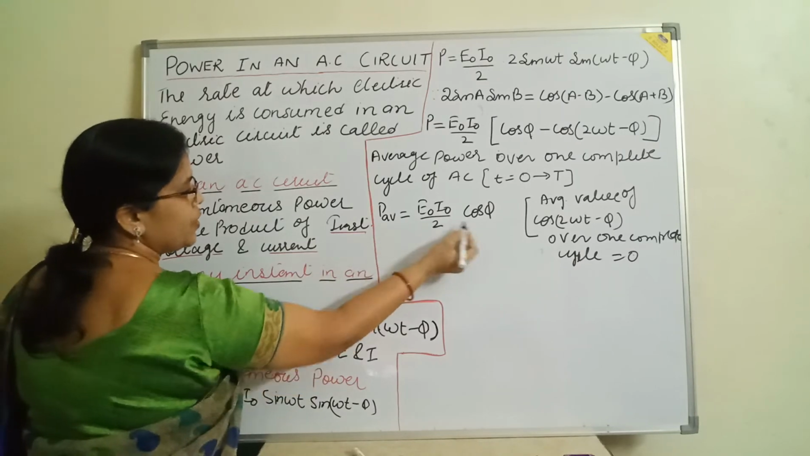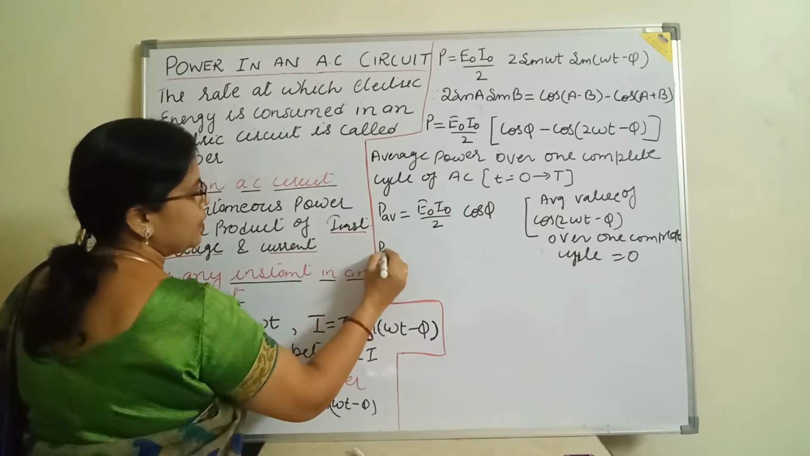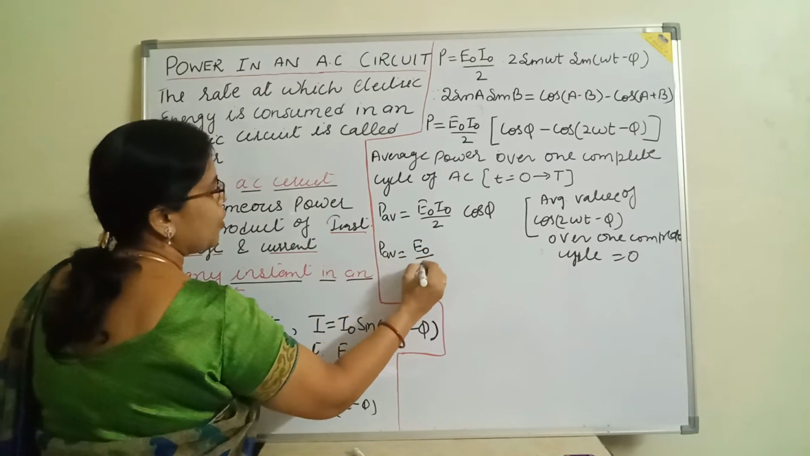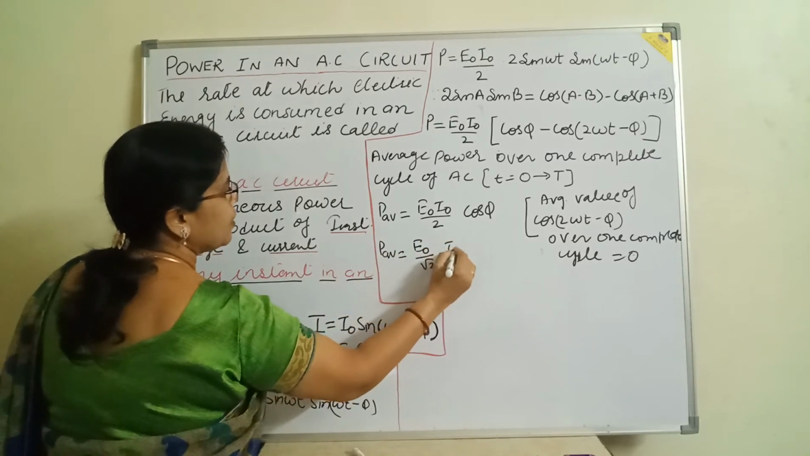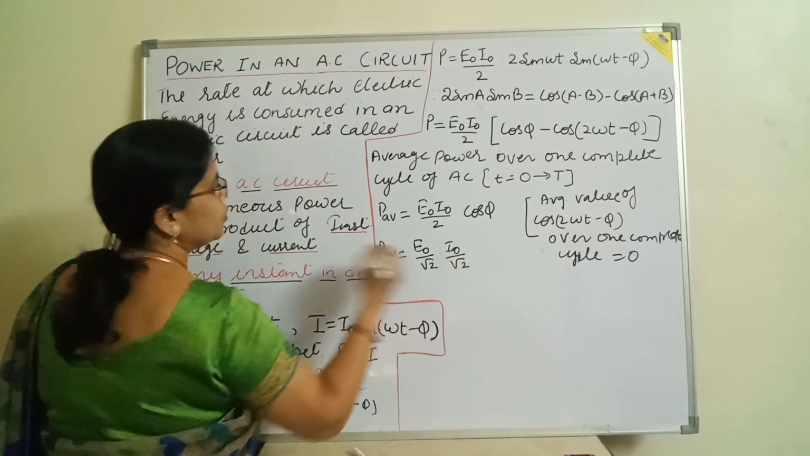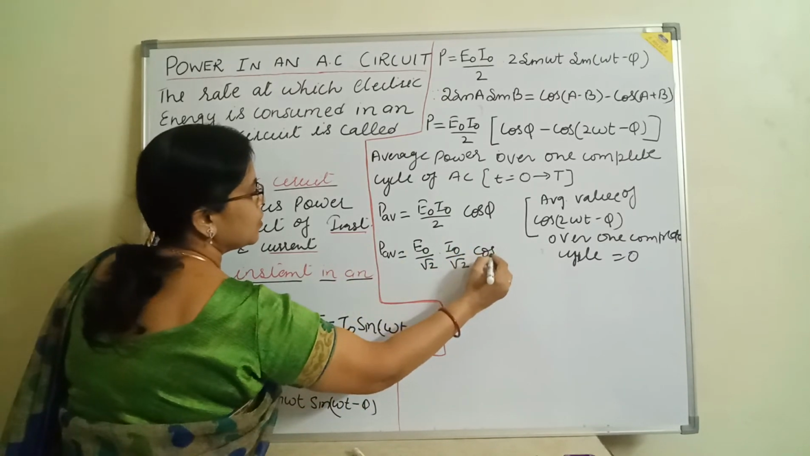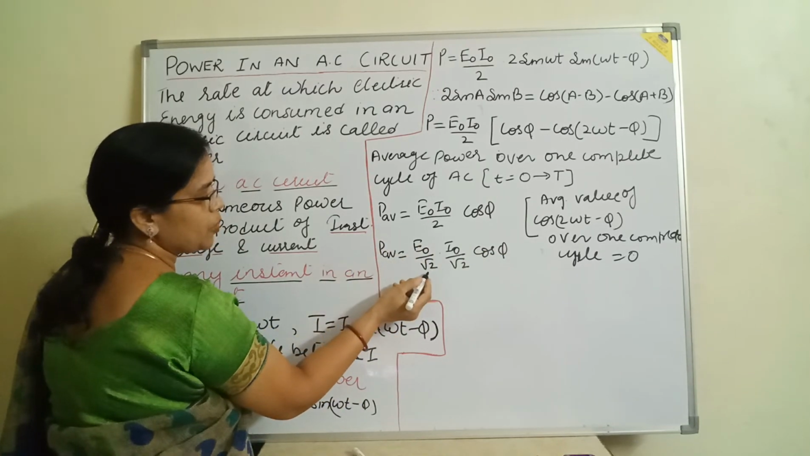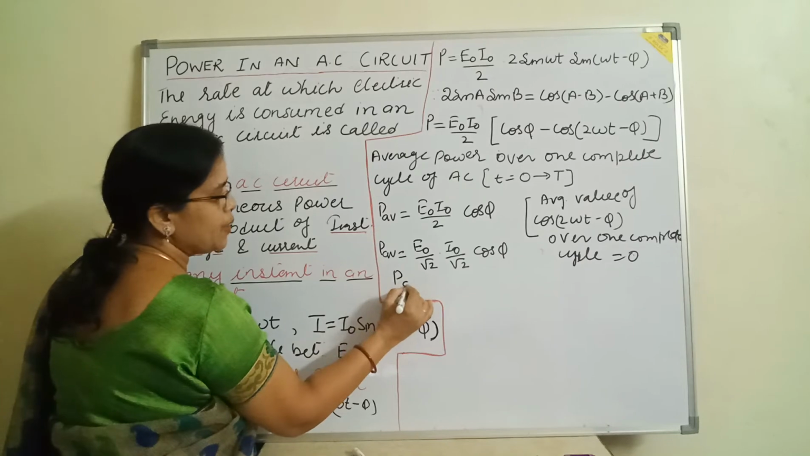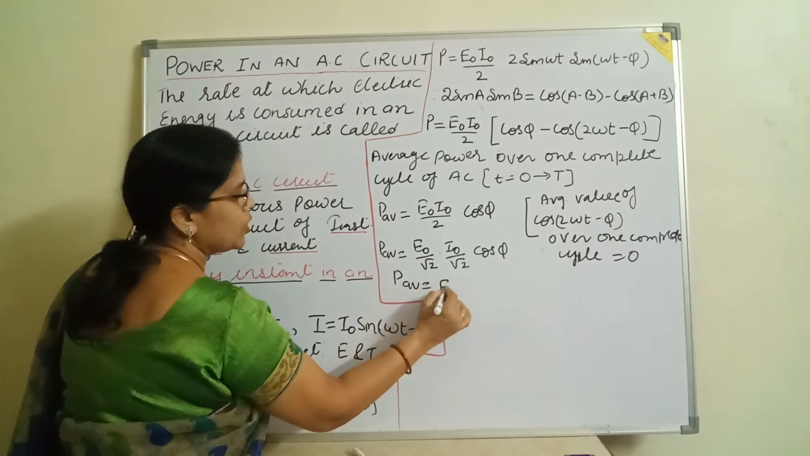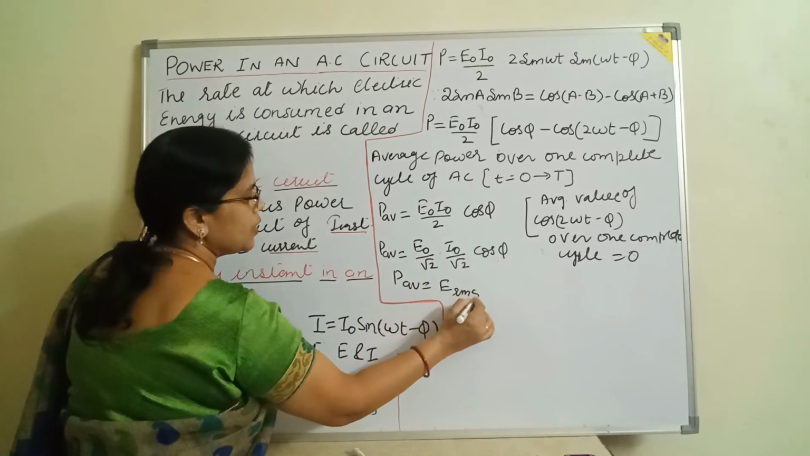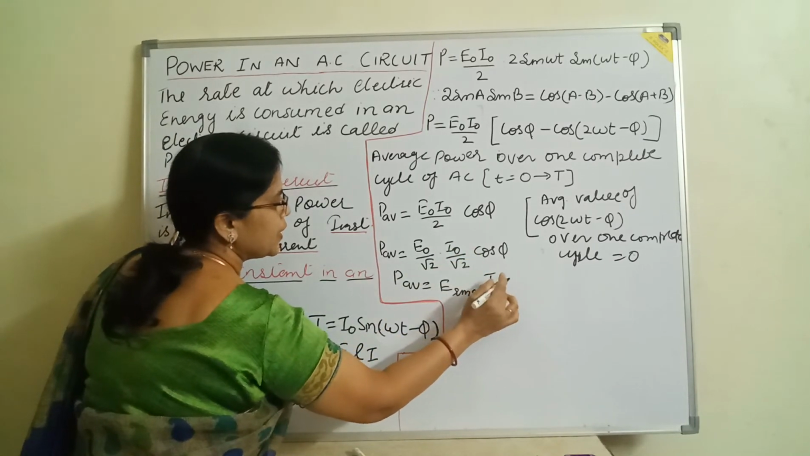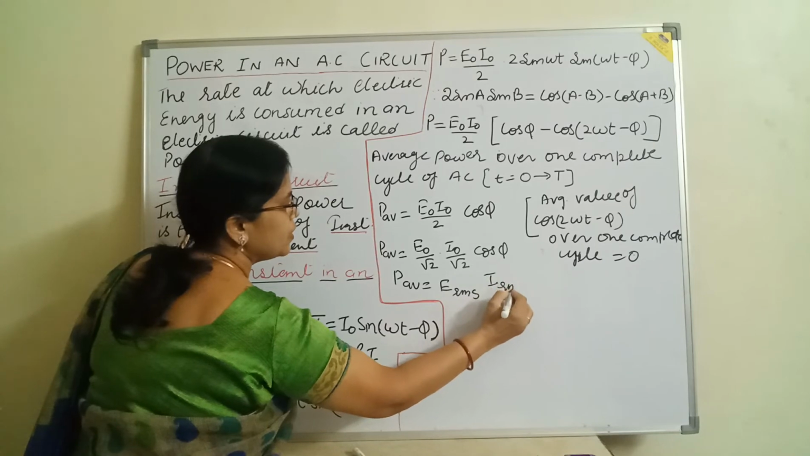So we have got this expression, and now this can be written as E naught upon root 2 and I naught upon root 2 times cos phi. Children, you have read about this. This is E naught upon root 2, which is called the RMS value of the AC voltage, and this is I naught upon root 2, the RMS value of the current.